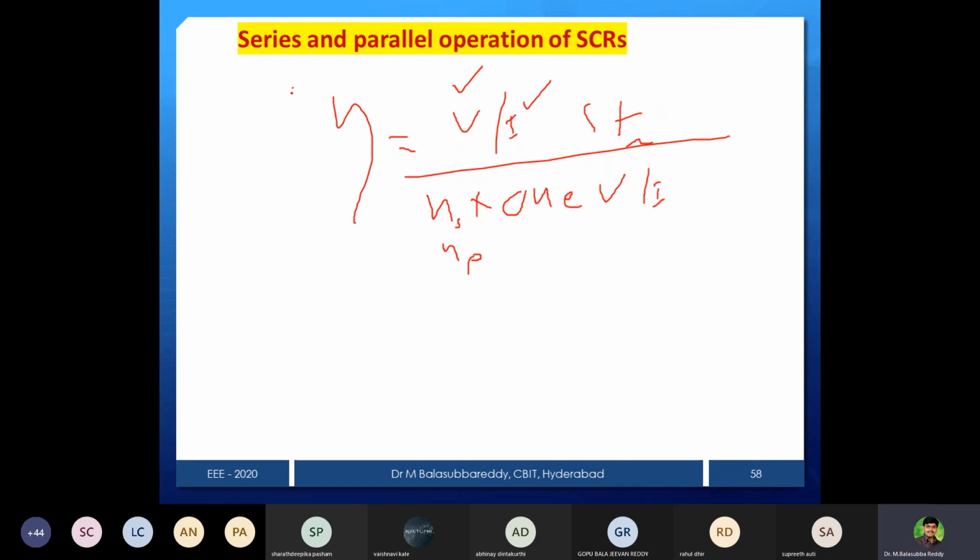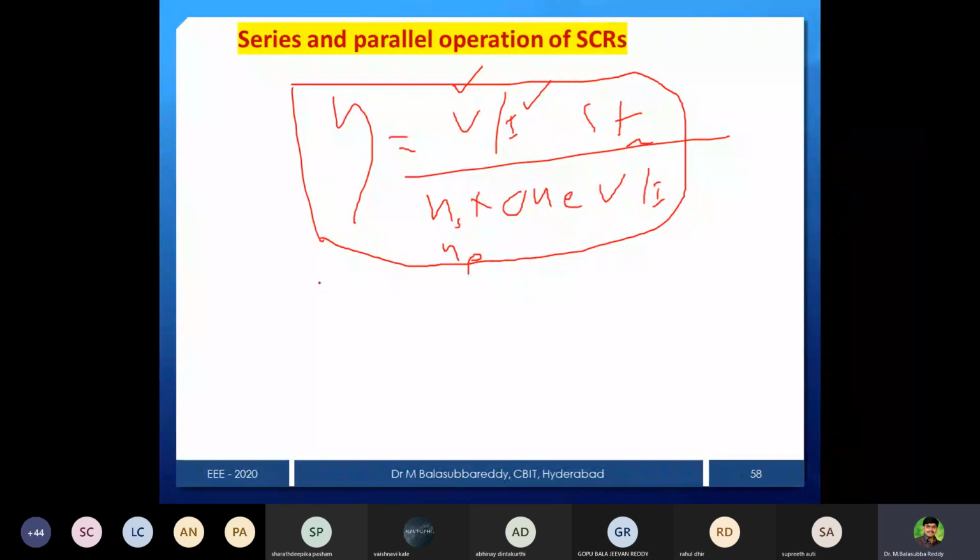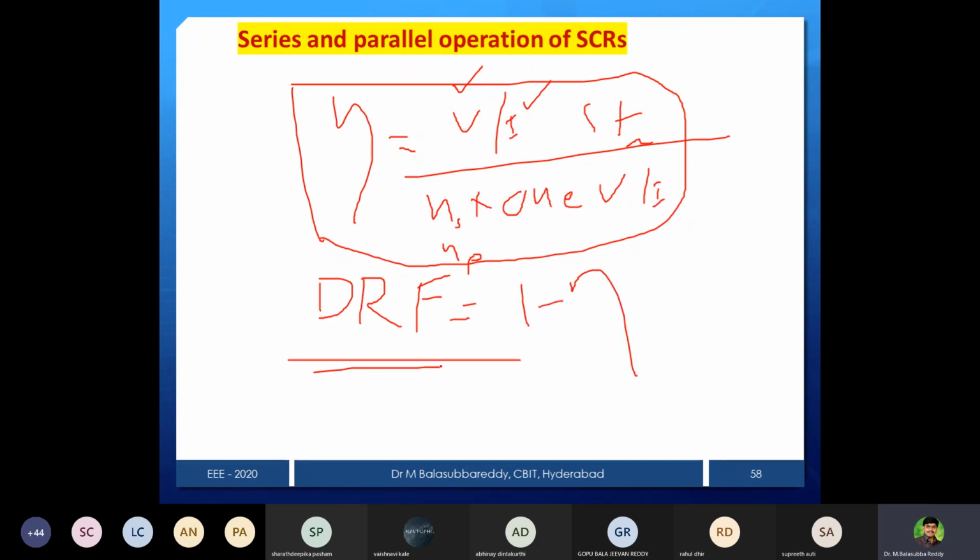So like that. So this is the string efficiency calculation. Now there is another term, the derating factor. That means 1 minus string efficiency. Using this, we are able to find the string efficiency if they give the number of SCRs in series or in parallel. You can find the string efficiency easily.